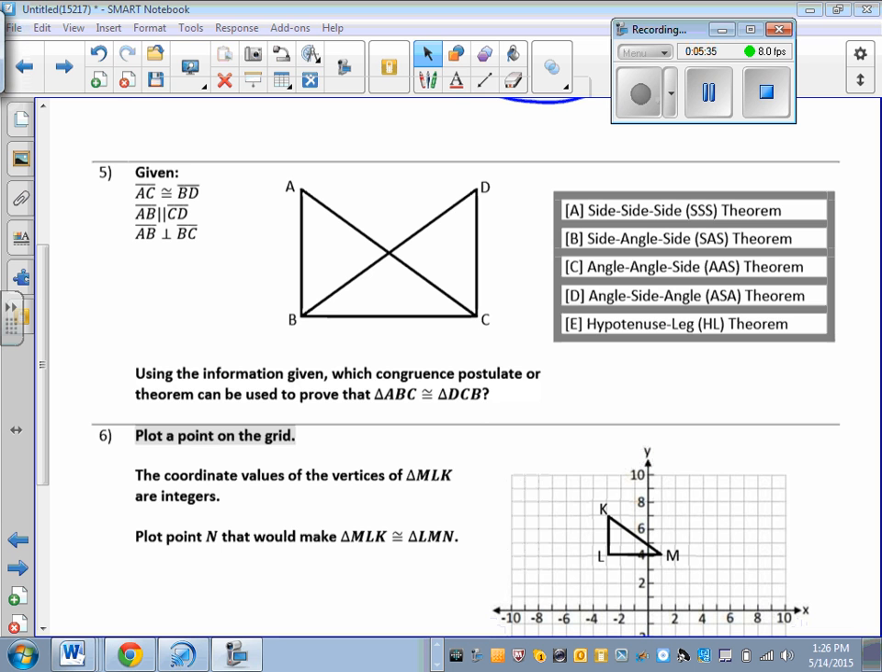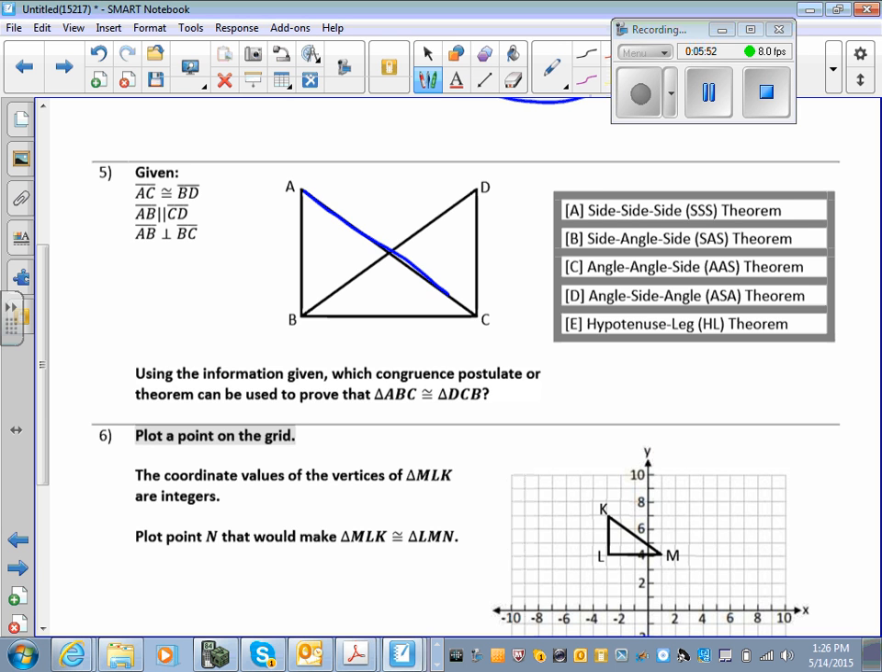All right, number 5. What do you think is the answer? Side, side, side? It can't be side, side, side because nothing else is given. The only thing you know is AC is congruent to BD. That's one side you know. Those are the only congruent ones.